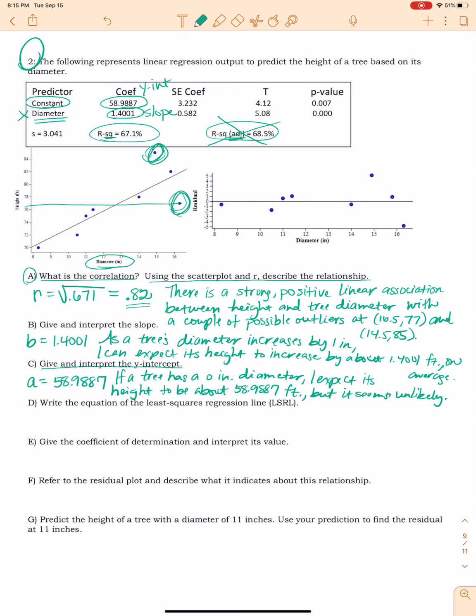It's just weird. All right, so part D, we're going to write the equation. I'm going to write predicted height equals the y-intercept plus the slope times the diameter. Groovy. Okay, give the coefficient of determination and interpret its value. Well, r squared, we already found from our computer output, it's 67.1%. If you're going to write it in percent, don't forget your percent sign.